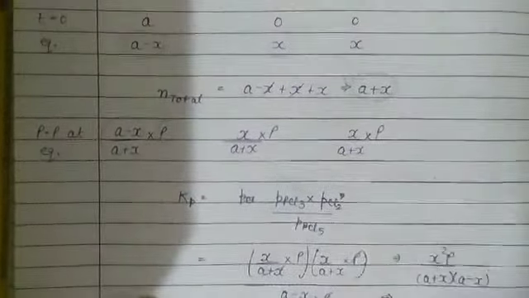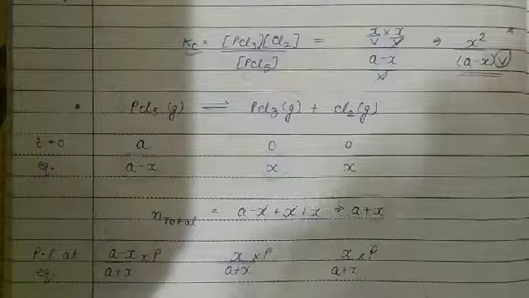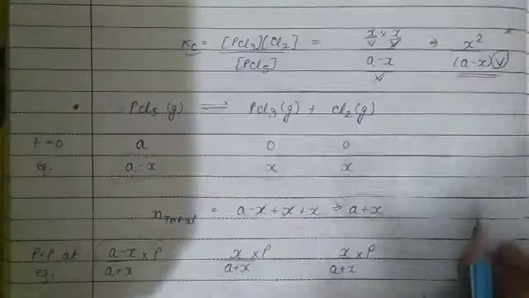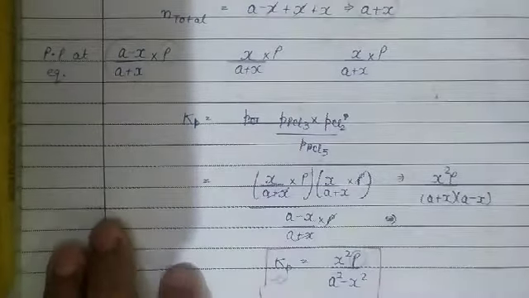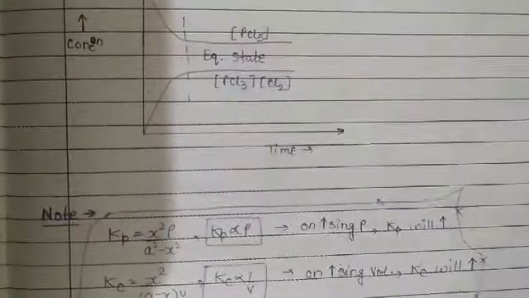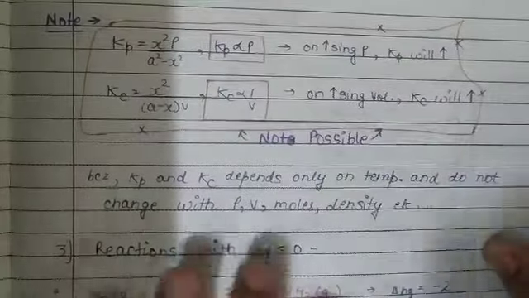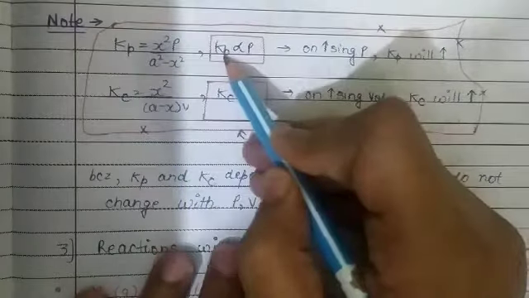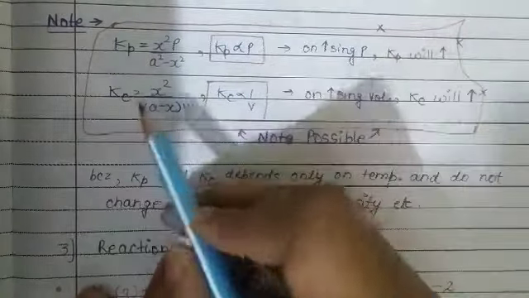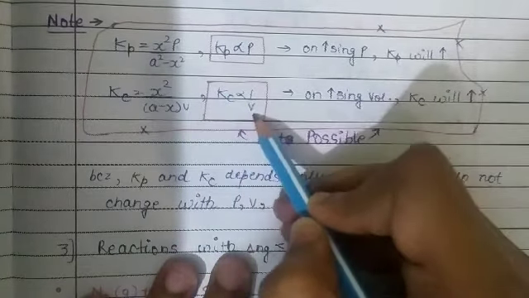Also in the expression of Kc, we see that Kc is inversely proportional to volume. In this case Kc is inversely proportional to volume, and in this case Kp is directly proportional to pressure. Write one note. The note is: Kp is X square into P upon A square minus X square, so according to the relation Kp is directly proportional to pressure. Also Kc is X square upon A minus X into V, so Kc is inversely proportional to volume.